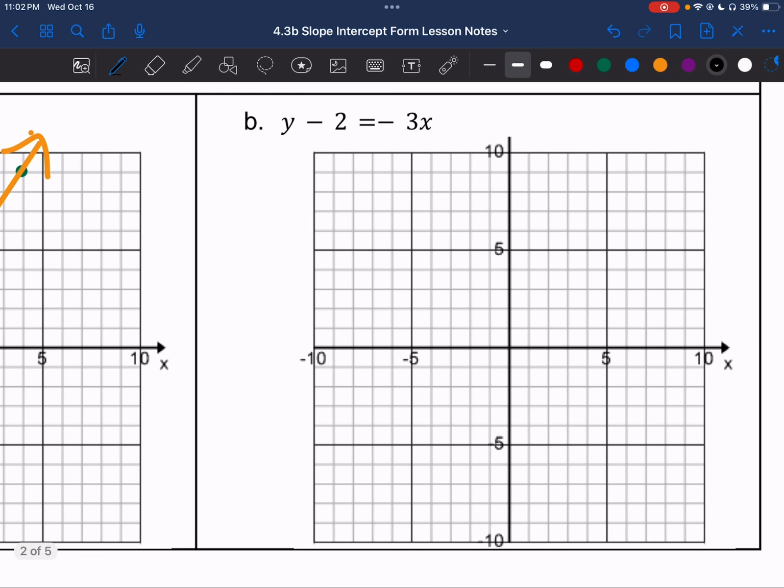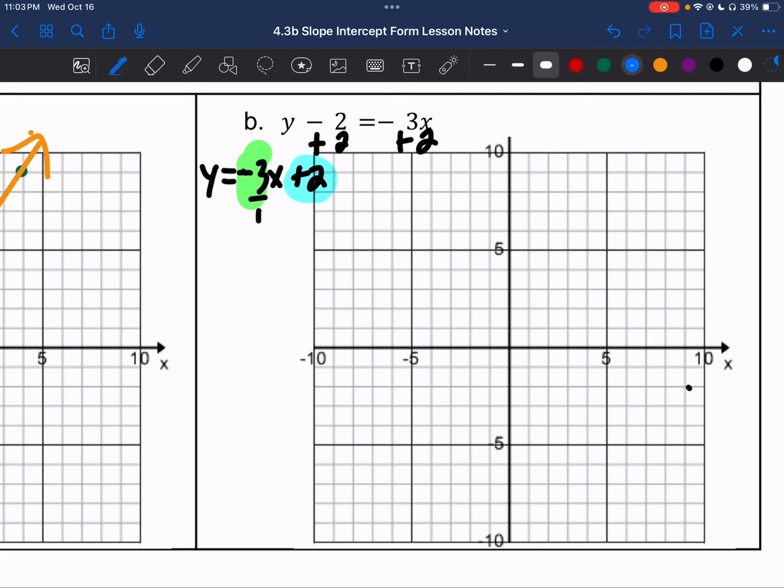With letter B, I see that I'm going to add 2 to both sides. I'm going to get y is equal to negative 3x plus 2. So my y-intercept is a positive 2. My slope is a negative 3. If it helps you to remember that it's negative 3 over 1, that's something you can do.